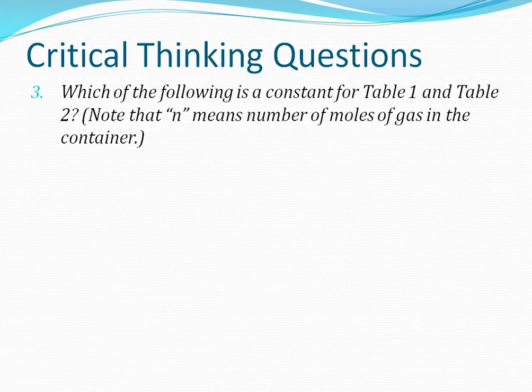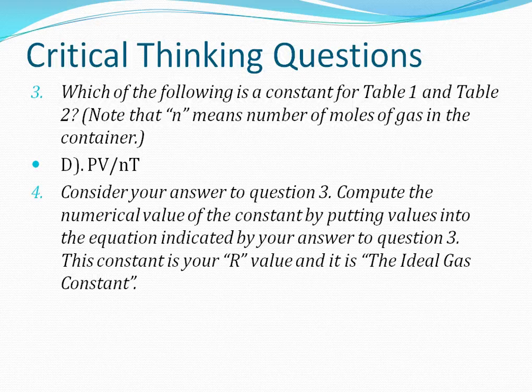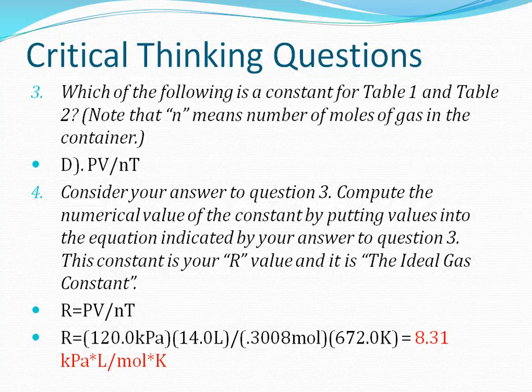Which of the following is a constant for table 1 and table 2? And that is the equation PV divided by nT. Using this, you can solve for the ideal gas constant, setting R equal to PV over nT. You plug in gas A, and you get 8.31 kilopascals liters over moles Kelvin, which is your R value for the ideal gas constant.